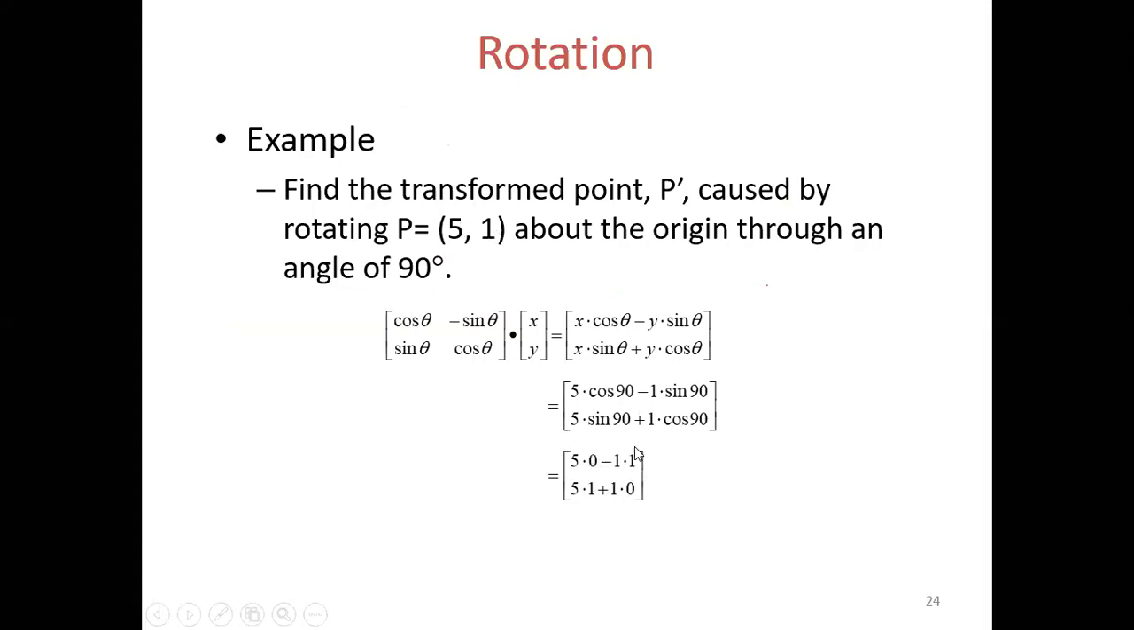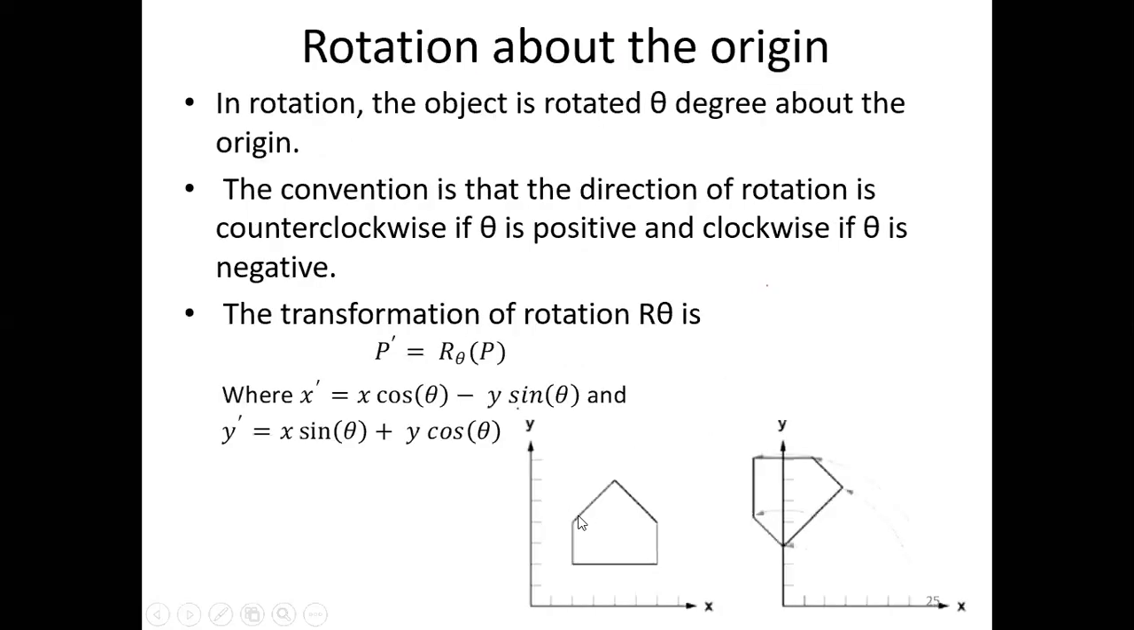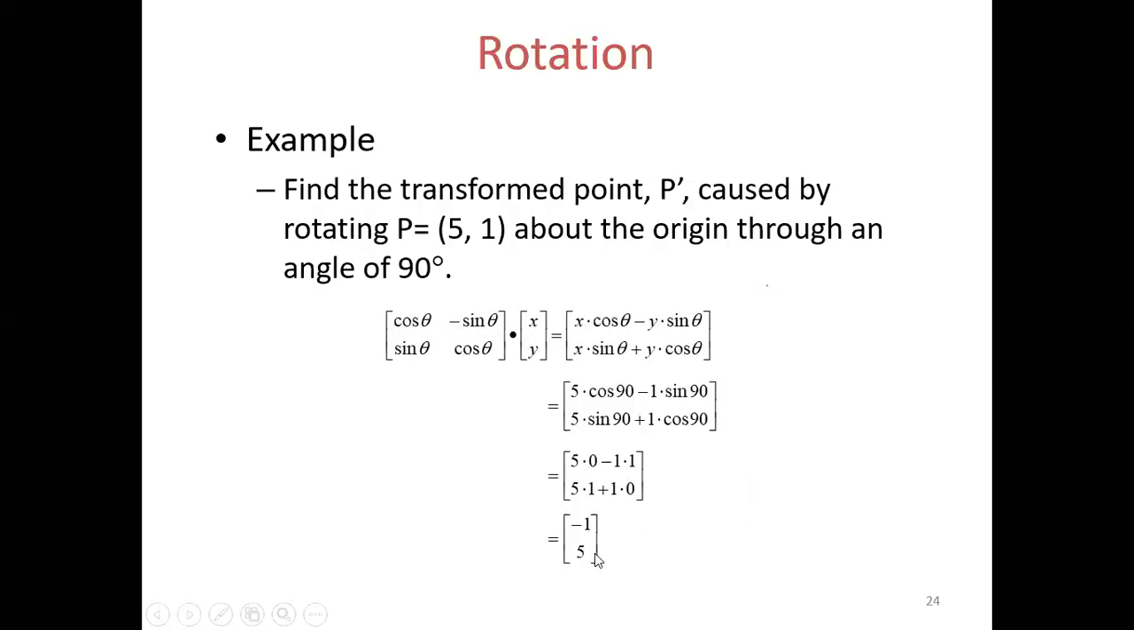Then just using your calculator, because we are doing a 90 degree rotation, theta will be 90, and you can find the value. This will be your new point, (minus 1, 5). So if I apply a 90 degree rotation to the point (5, 1), the new point will be (minus 1, 5). Let's just draw the picture.